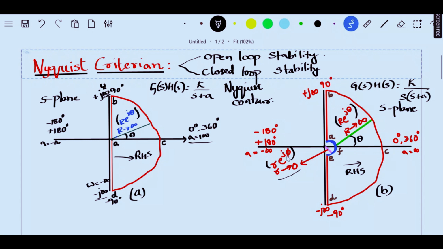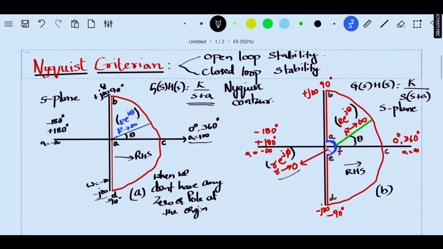Fine. Now, where do we use these two contours? Are we using both the contours as a foundation, the Nyquist contour, for plotting the Nyquist plot for any given problem? That is what we need to know. Now, this contour will be considered when we don't have any pole or zero at the origin. Keep that in mind.